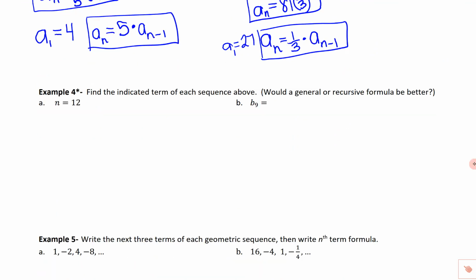Okay, now here we need to find the indicated term of each sequence above. So we talked about this when we did arithmetic. Would a general or recursive formula be better? Remember, we're always going to use the general formula in this case because that's the one we can plug any number into. Recursive, we have to know everything before it. So that one definitely is not as useful to us. So we're going to use the general formula.